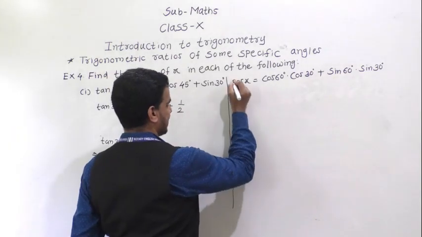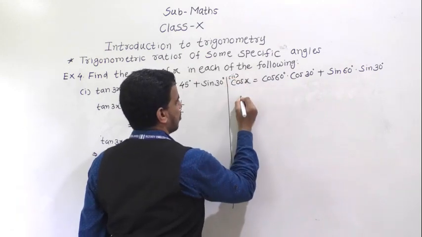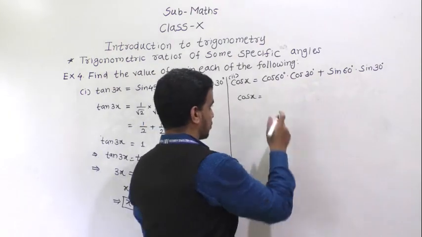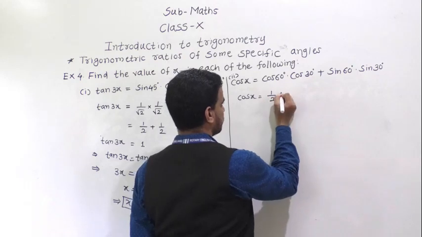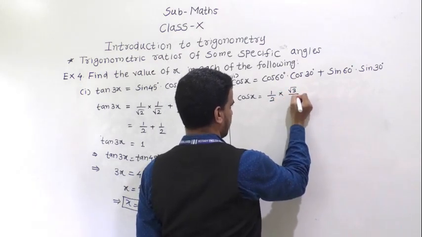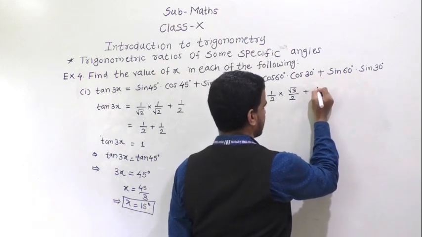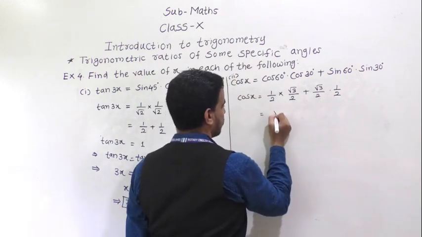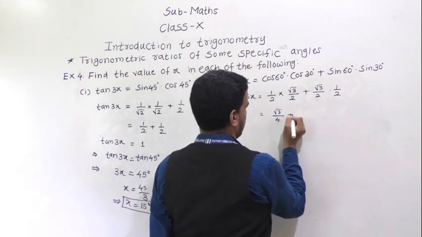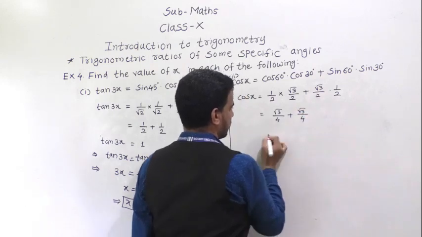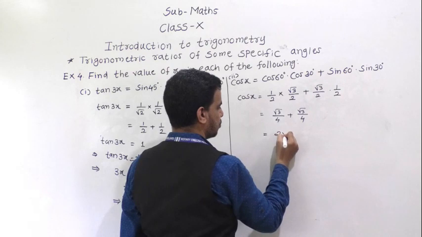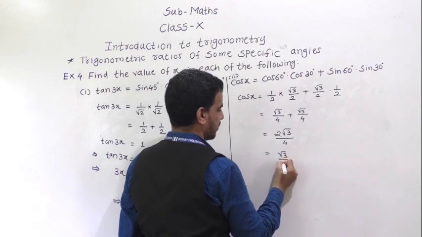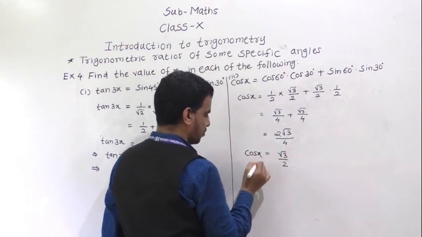Similarly, we have to find the second one. This is the second one. Cos x is equal to, now put values, cos 60. So the value of cos 60 is 1 by 2, cos 30 is root 3 by 2, plus sine 60 is root 3 by 2 into sine 30, 1 by 2. So this is root 3 by 4 plus root 3 by 4. So root 3 by 4 plus root 3 by 4 is 2 root 3 by 4. So if we cancel this, it is equal to root 3 by 2. So cos x is equal to root 3 by 2.